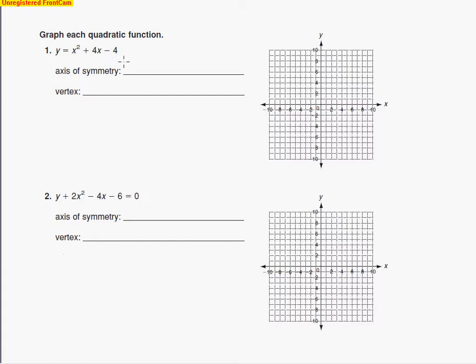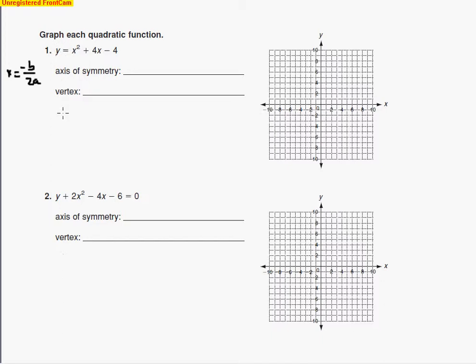You have to remember that for the axis of symmetry, we need this formula, negative b over 2a. All this does is give us the x component of the vertex. For the vertex, we just have to substitute that x component into the equation and then find the y value. And that's going to really help us out.